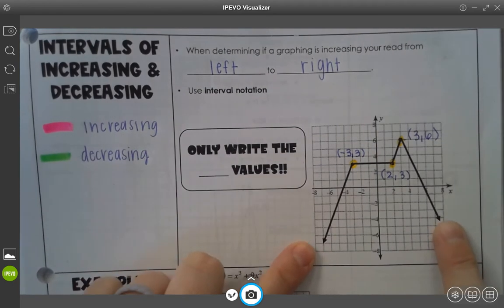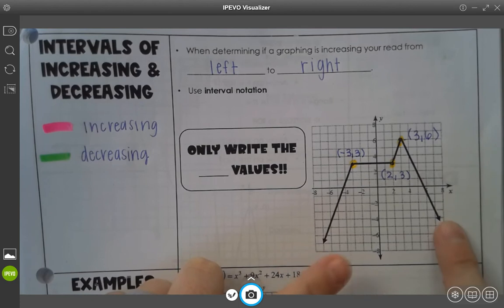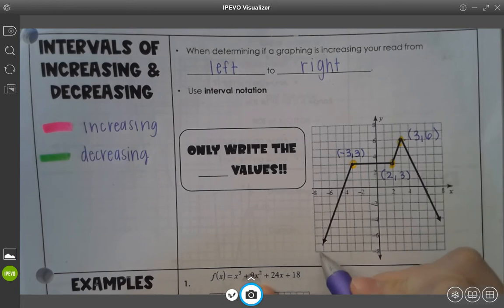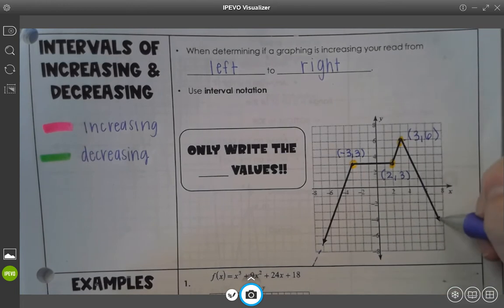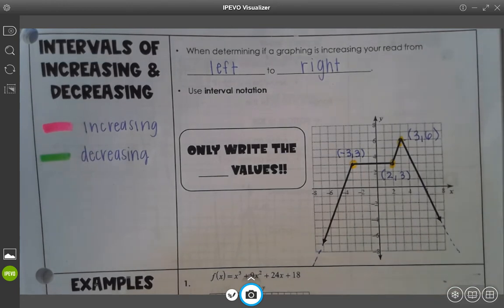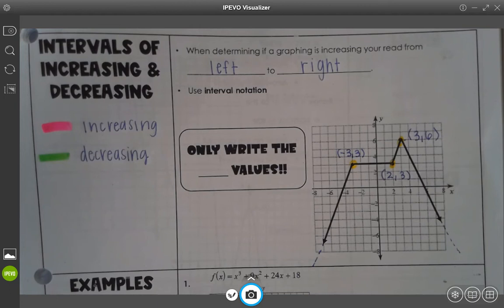Then looking over here, are these points, what are they? And what do the arrows mean? It never stops. So it keeps going forever, right? Like off the graph. And that'll be important.